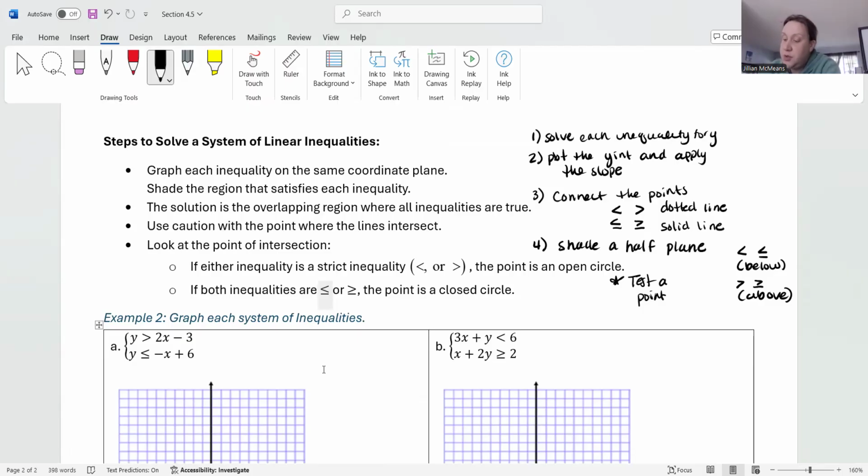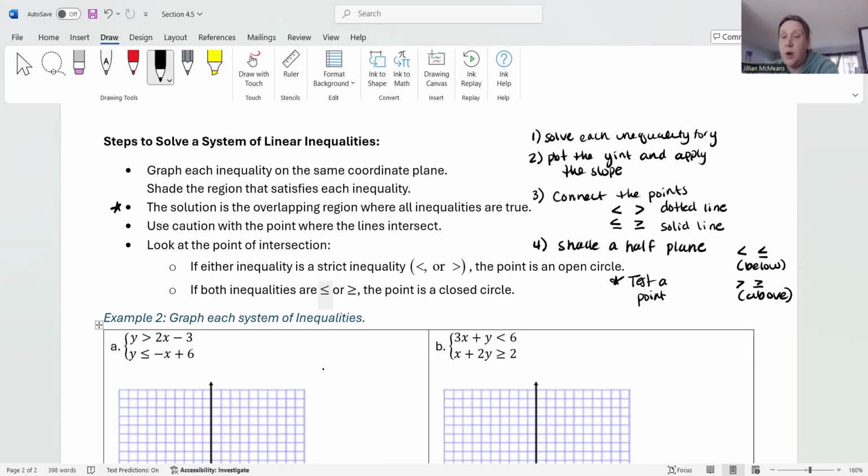Okay, the solution, this is where I'm at right here. The solution is the overlapping region where all inequalities are true. So where does the shading overlap? Every single ordered pair where the shading overlaps is an ordered pair that is part of the solution to the system of inequalities. And then you do have to be a little bit careful.